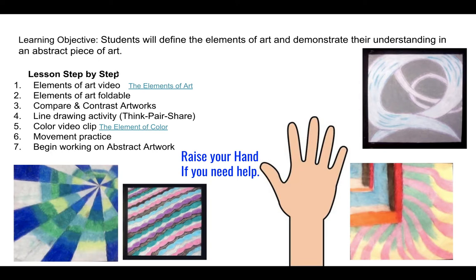So I'm going to go over the learning objective one more time. Students will define the elements of art, so we've already done that part, and demonstrate your understanding in an abstract piece of art. So that's what you're going to do now. You're going to show me that you know how to use these elements of art to create a specific piece of artwork.